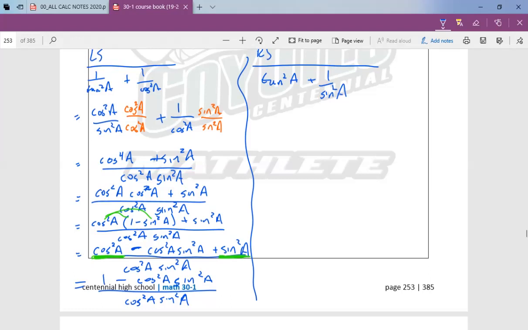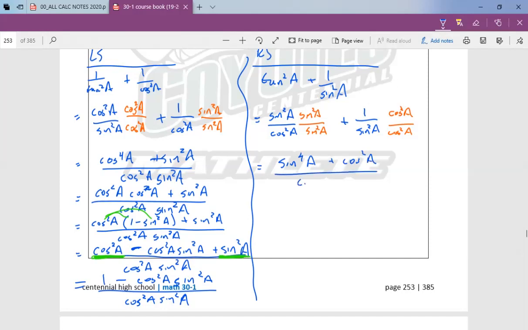So let's work with tan squared plus 1 over sine squared. Probably a good first step is to change that tan into sine over cos. Again, let's leave some room so we can get our common denominators. Let's multiply this one by sine squared. This one over here we're multiplying by cos squared A over cos squared A. And now we kind of have a similar thing. We've got sine to the 4A plus cos squared A over cos squared sine squared.